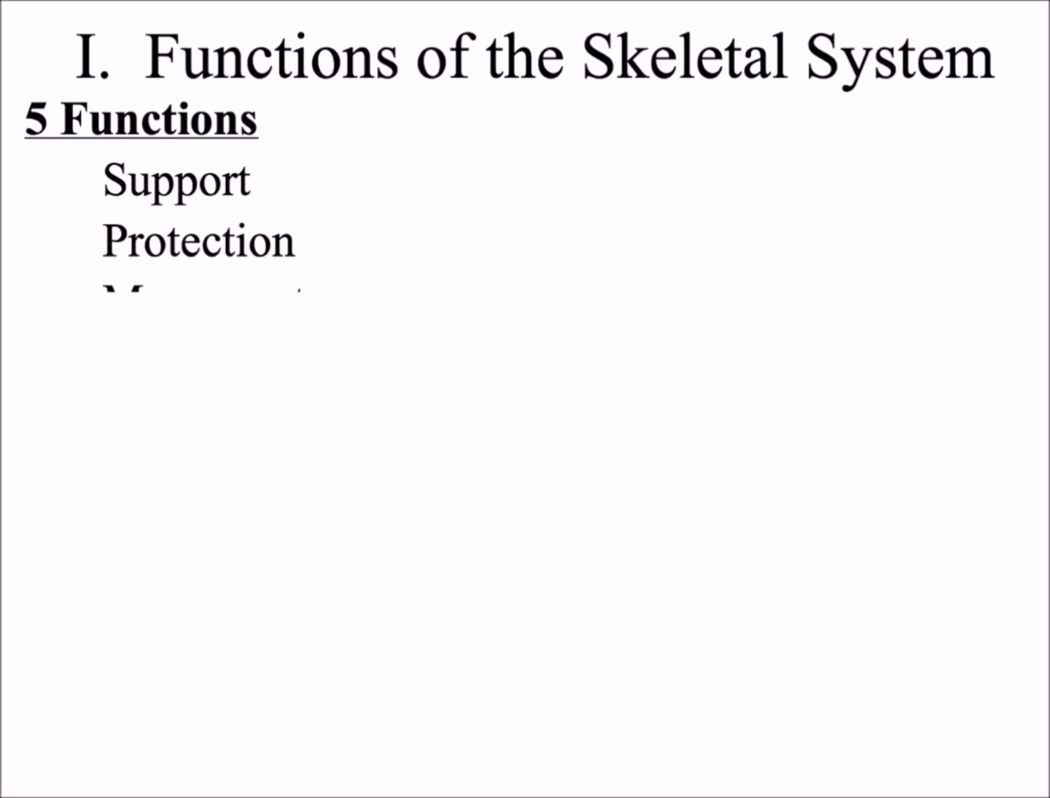The third function is movement, right? So like we talked about before, when two bones come together, this forms a joint. And how this joint is shaped or how these bones fit together will determine the type of movements that joint can have. And then the fourth function is storage.